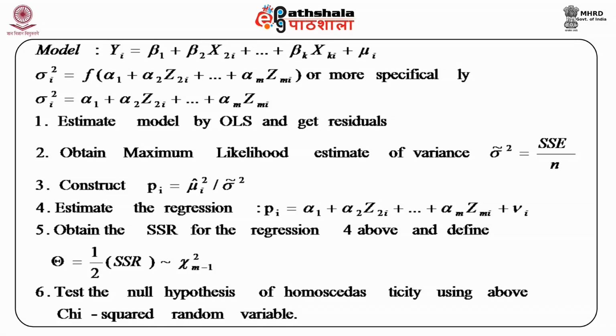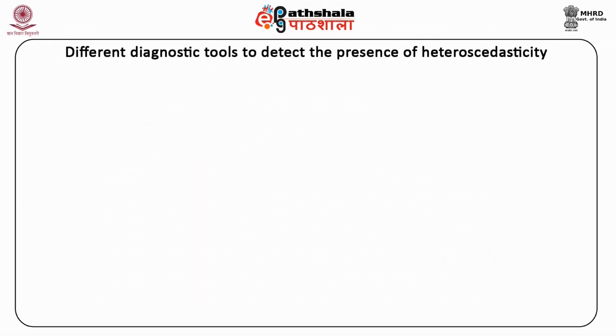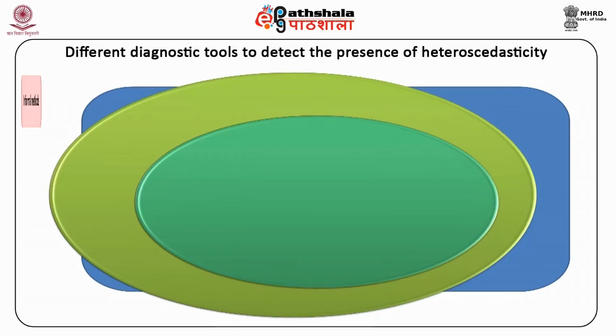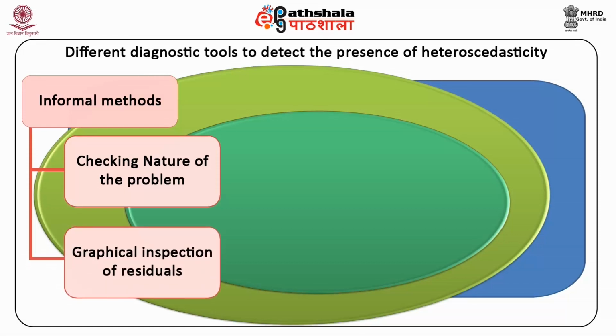Estimate the equation 2 and define theta as half of the ESS, that is the explained sum of squares. Now we can show that if there is no heteroscedasticity, and if the sample size n increases indefinitely under the assumption that ui are normally distributed, then theta asymptotically follows the chi-squared distribution with m minus 1 degrees of freedom. Therefore, if in a regression result the computed chi-square is greater than the critical chi-square value at the chosen level of significance, then we can reject the null hypothesis of no heteroscedasticity. Otherwise, we will not reject it.